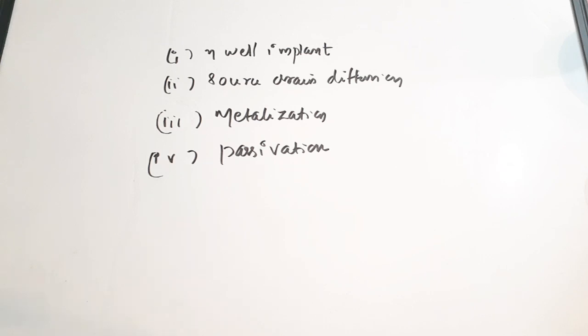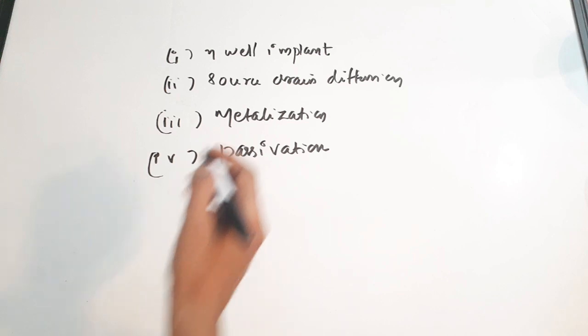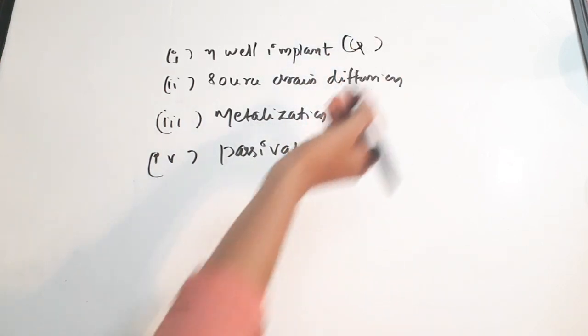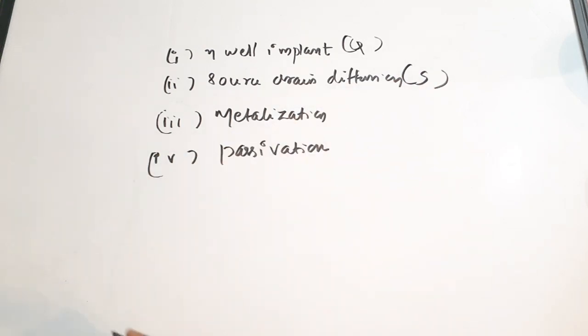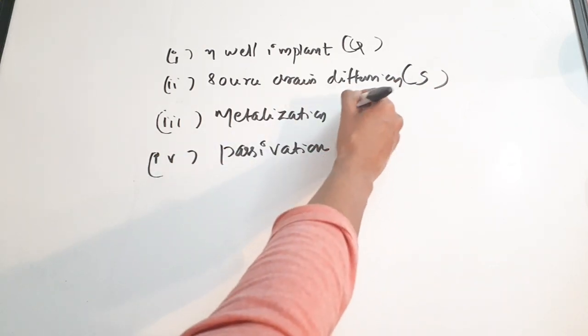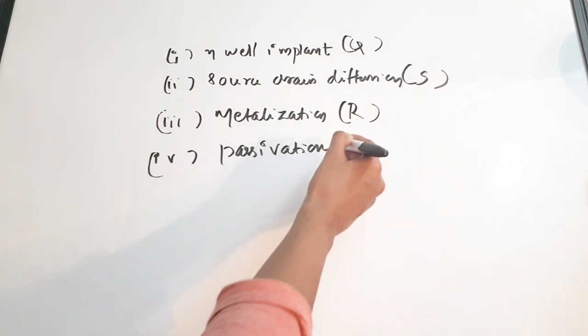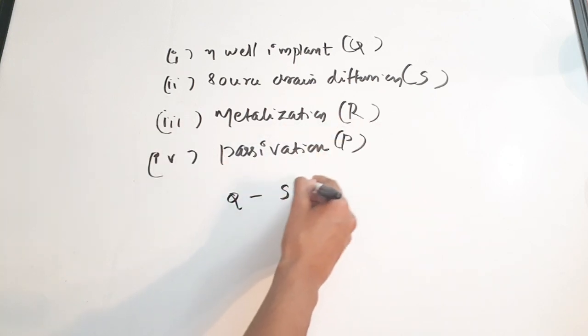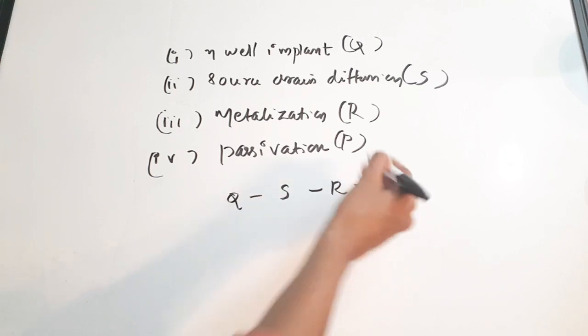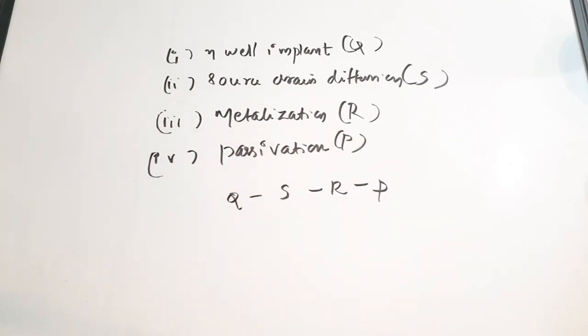Okay, so this is the order. Now, what is N-well implant from the question? It is Q. Then source drain diffusion is S. Then metallization comes as R and passivation as P. So what is the order? It is Q, S, R, P. This is the order of the N-well CMOS fabrication process.